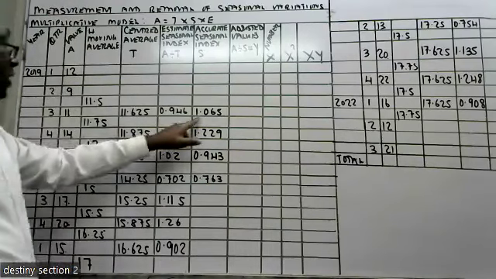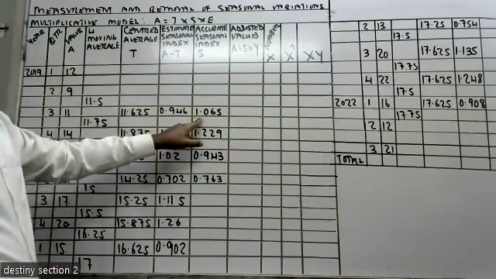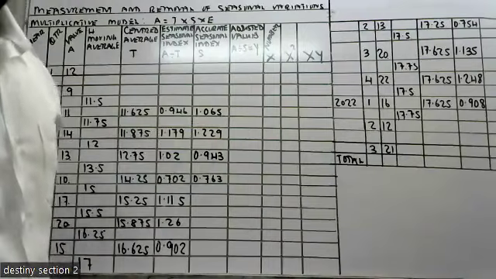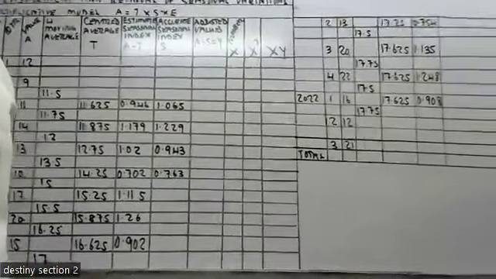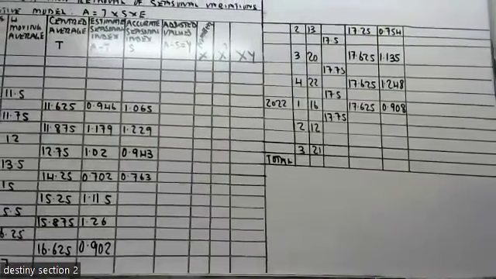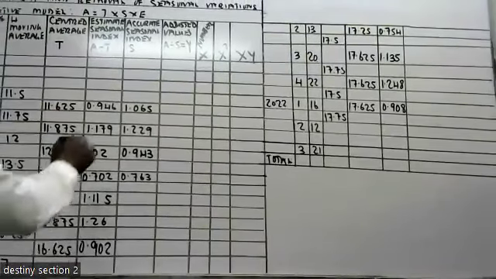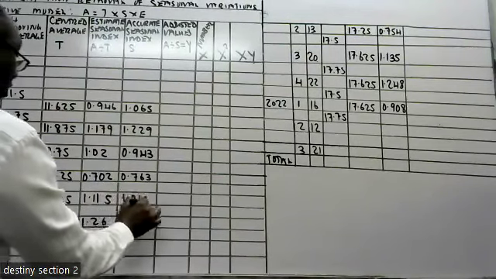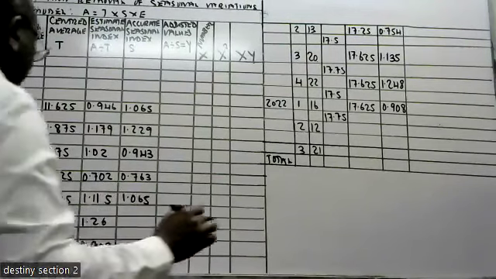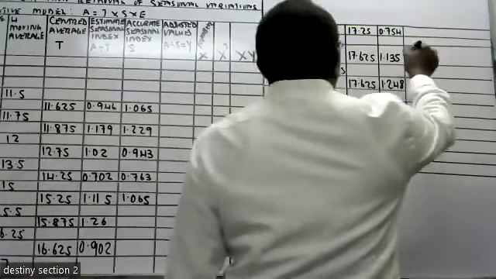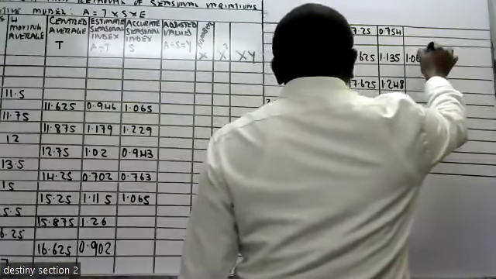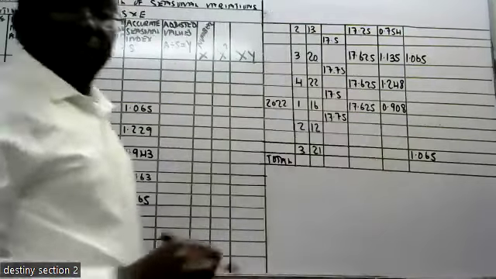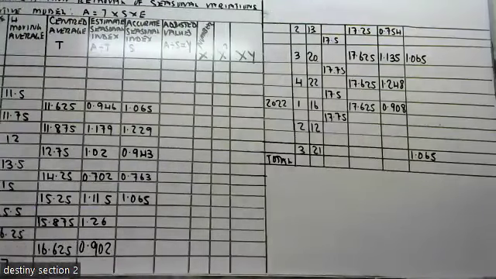You see, this is for quarter 3. This one. Record it everywhere we have quarter 3. So here I have quarter 3, so I'm going to record 1.065. Then here I have 1.065, and here 1.065. So everywhere there is quarter 3.